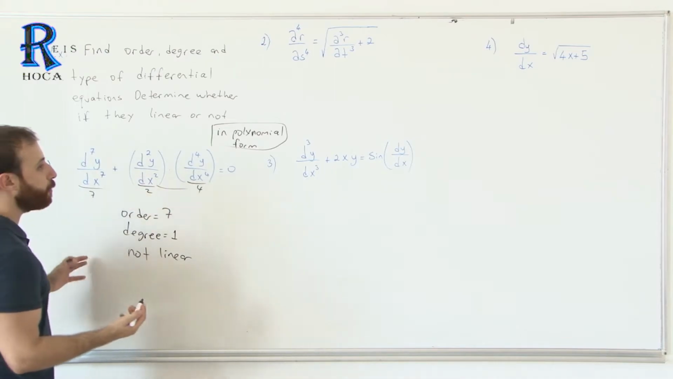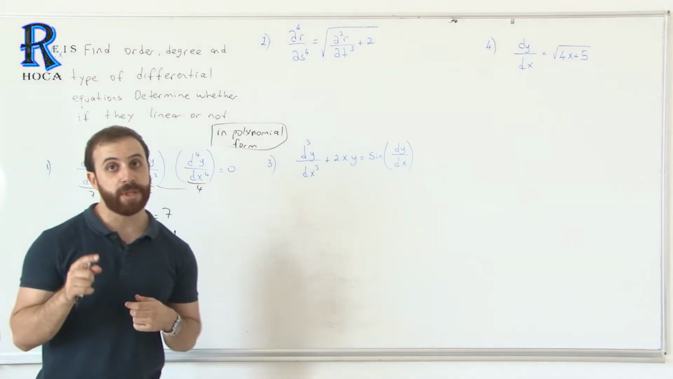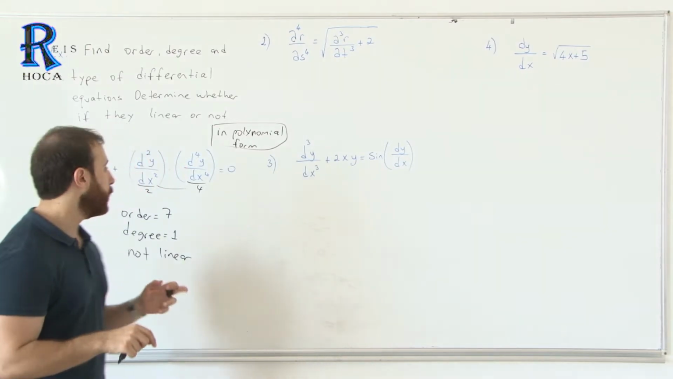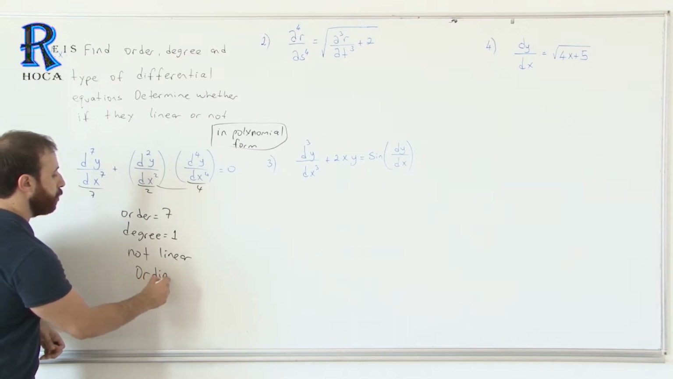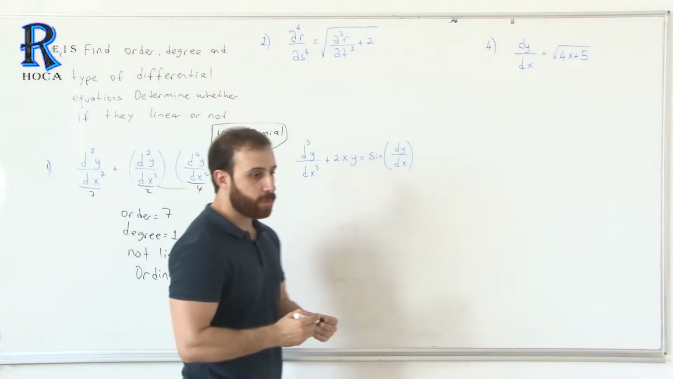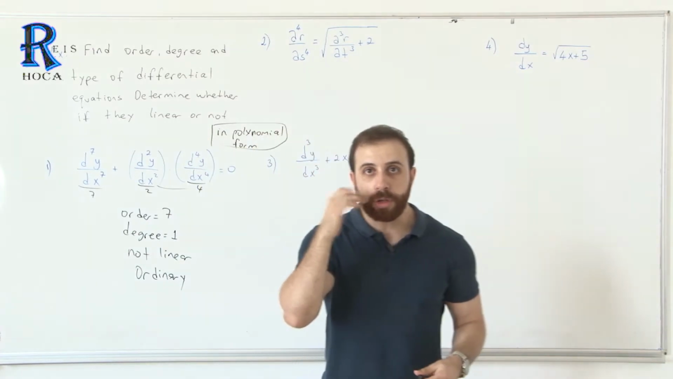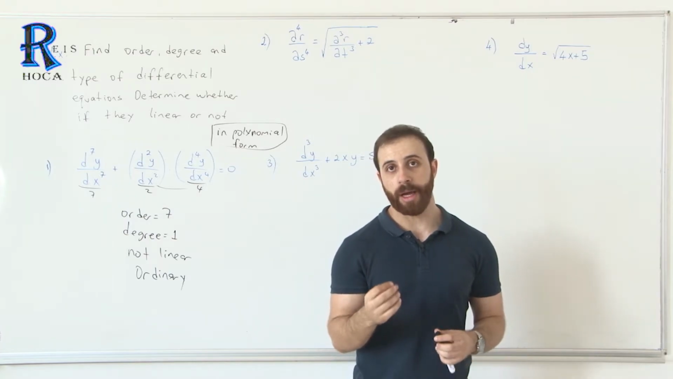And what's the type? We know that if we have derivative of a variable with respect to a single variable, here with respect to x, this is an ordinary differential equation.